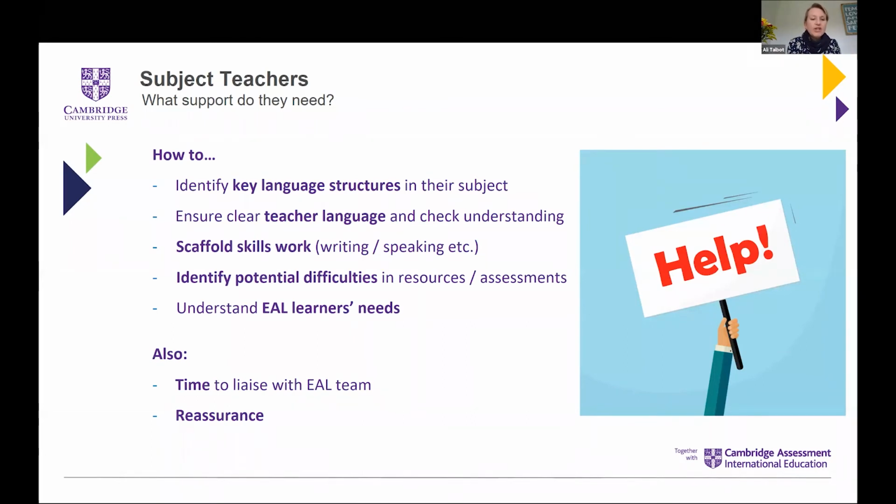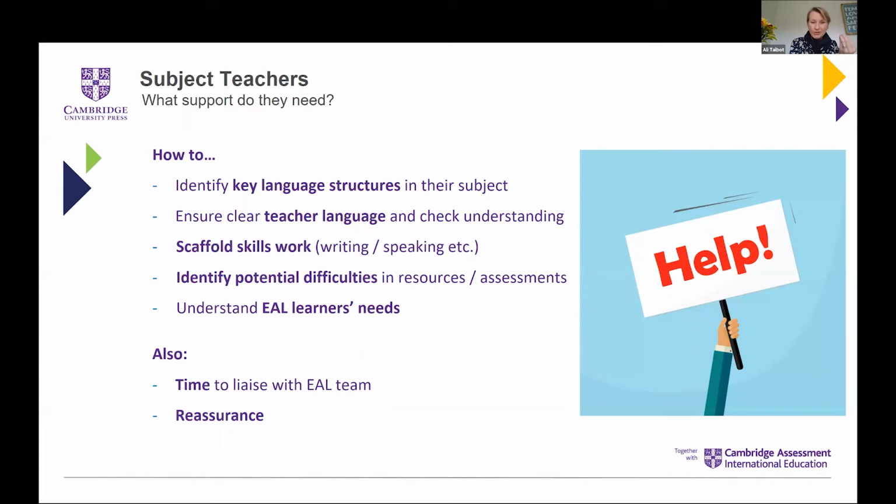They need help in identifying these key language structures in their subject. They do not have to know every single tense in the English language. For history, actually talking about the future might not be as useful as talking about the past, obviously, but I think it would be quite hard to be a really good history teacher of an EAL student without having a little bit of an idea of how you formulate and discuss the past in the English language. They need to think about their teacher language.